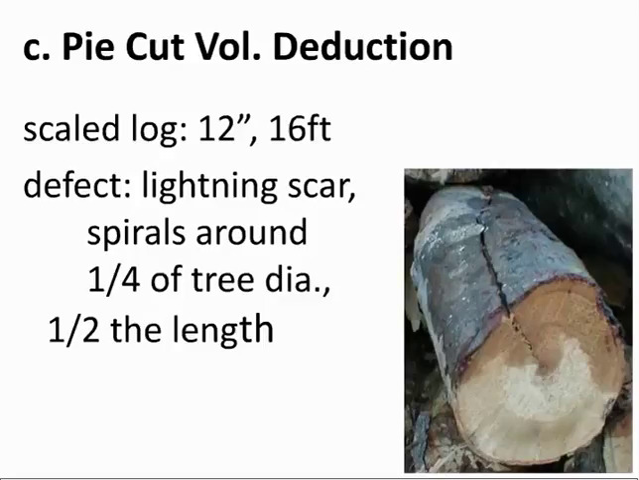Okay, the third of the standard rules is the pie cut. To me, this is easier than the last one. Let's say we have a gross scale of 12 inches, 16 feet. We have a lightning scar that you can see on this beech stem, and the lightning scar spirals around the log a little bit. We may have some other issues with it too, but let's just concentrate on the pie cut part of this. That lightning scar goes up the tree about half the length, but spirals around to eat up about 1/4 of the log. I don't know if you can see that at the top where it starts to spiral around. So that defect wraps around and eats up about 1/4 of the tree in whole.